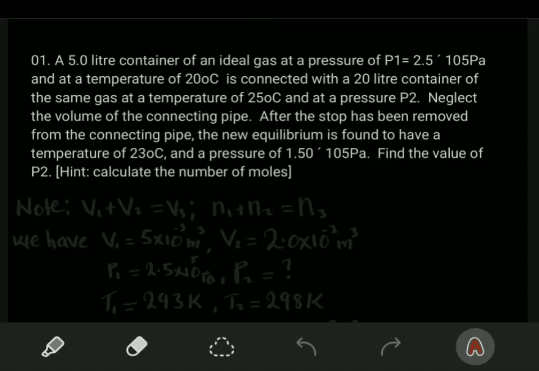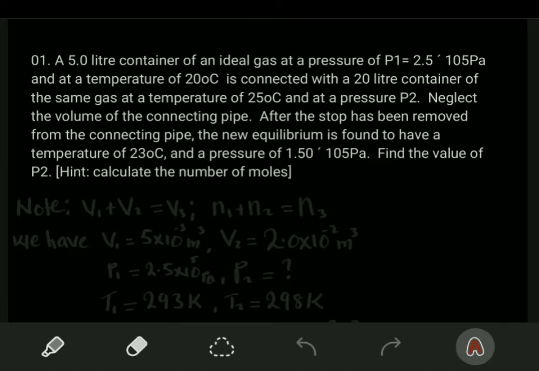Okay, so in this tutorial we shall be looking at the ideal gas law and thermal properties of materials. That actually involves a bit of calorimetry. All right, so let's look at question 1 here. We have this ideal gas in a container of volume 5 liters, and this gas is at a pressure of P1 and a temperature T1. This container is connected to another container, a 20 liters container this time, of the same gas at a different temperature and at another pressure P2.